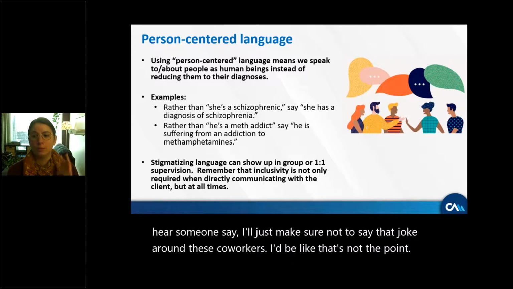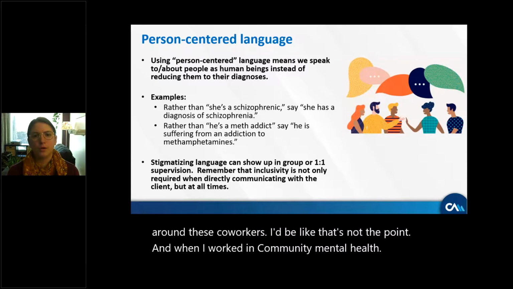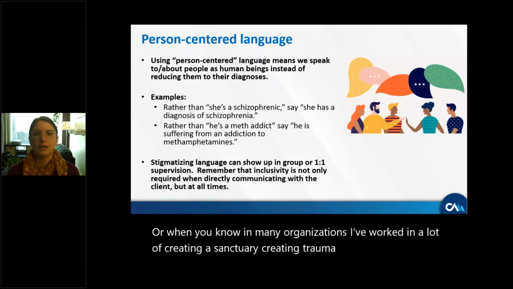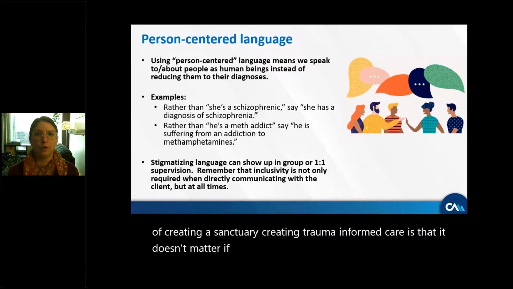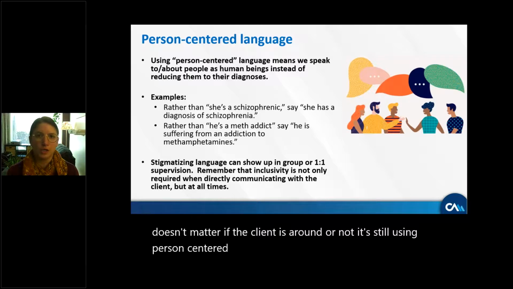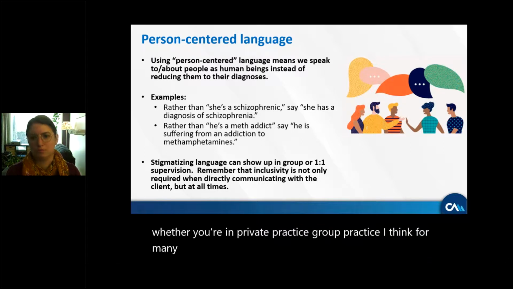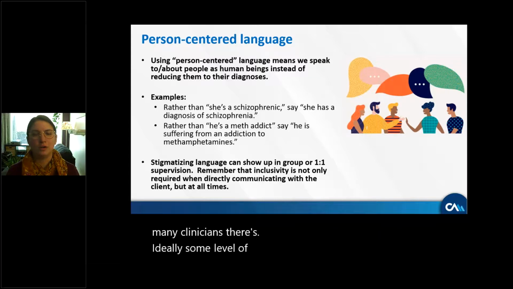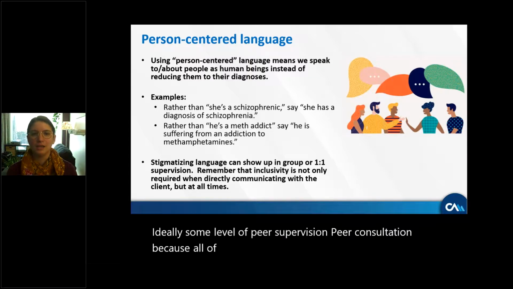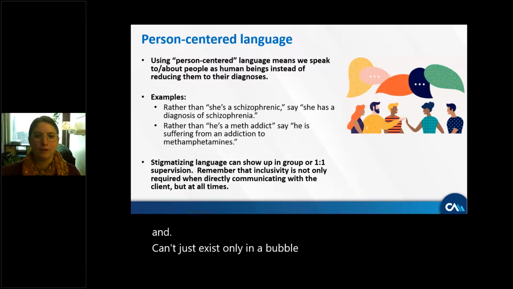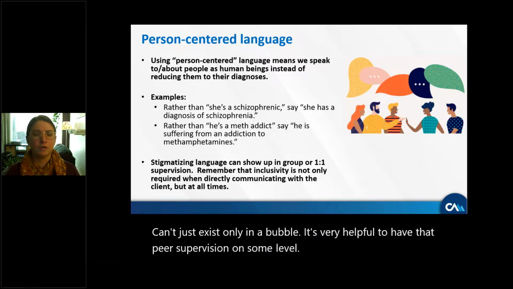And when I worked in community mental health, or in many organizations I worked in, a lot of creating a sanctuary, creating trauma-informed care is that it doesn't matter if the client is around or not, it's still using person-centered, equitable, respectful communication. And whether you're in private practice or group practice, I think for many clinicians, there's ideally some level of peer supervision, peer consultation, because all of us are always learning and needing to learn and can't just exist only in a bubble. It's very helpful to have that peer supervision on some level, regardless of how long we've been practicing.